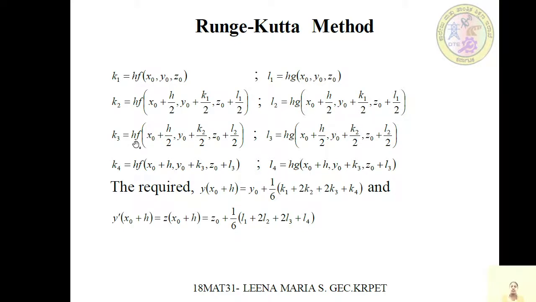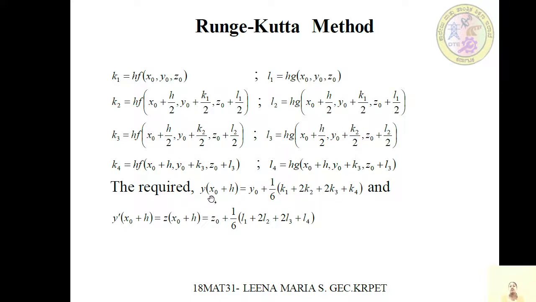K3 equals h f of x naught plus h by 2, y naught plus k2 by 2, z naught plus L2 by 2. L3 equals h g of x naught plus h by 2, y naught plus k2 by 2, z naught plus L2 by 2. K4 equals h f of x naught plus h, y naught plus k3, z naught plus L3. L4 equals h g of x naught plus h, y naught plus k3, z naught plus L3.